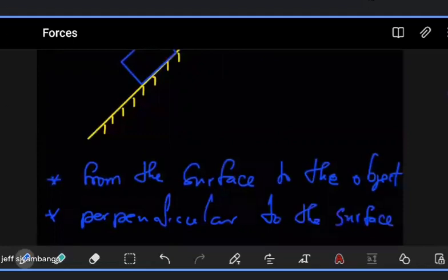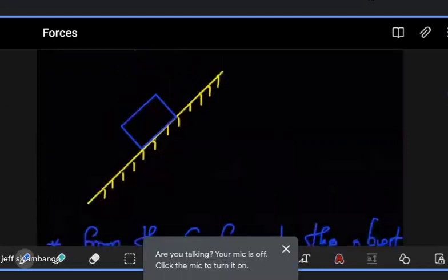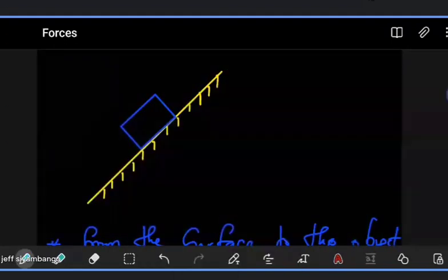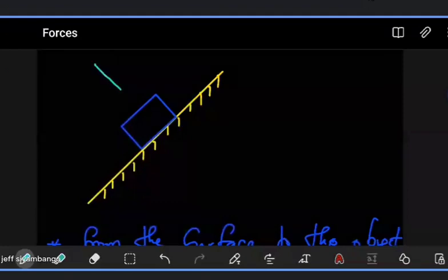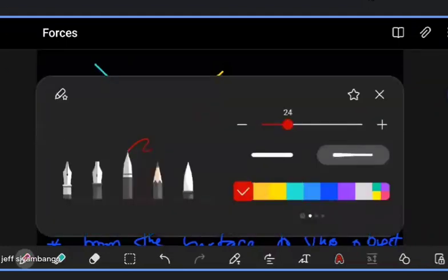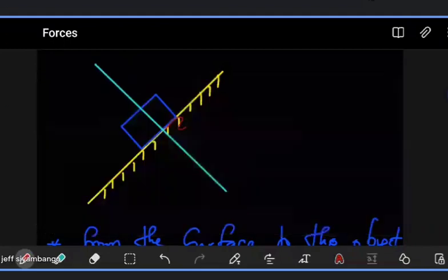What this implies is that since now our surface is a slanting line like this, we have to ask ourselves, what does perpendicular to this line, this surface, imply? Well, perpendicular will mean something like this. Anything acting along this line will be perpendicular to the surface. Now, the first statement was it acts from the surface onto the object. So from the surface onto the object will mean the normal force will have to be a line like this one. So this will be our normal force.